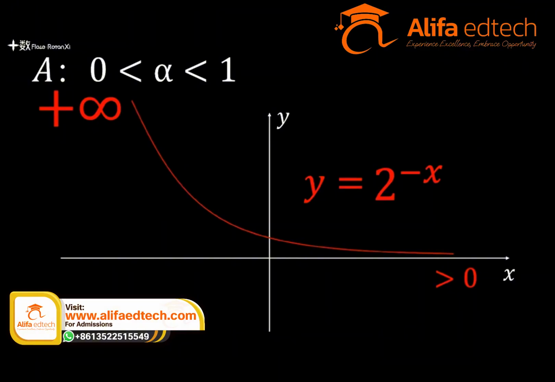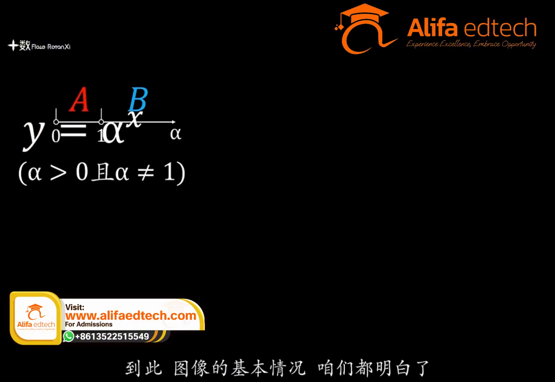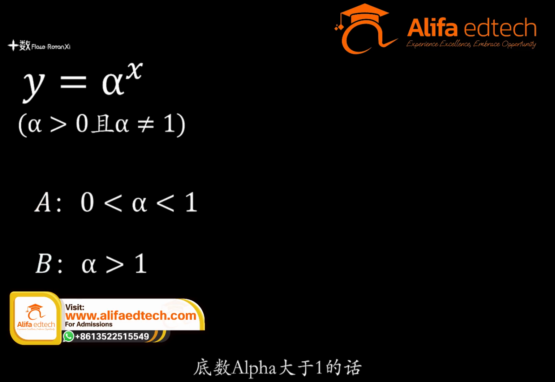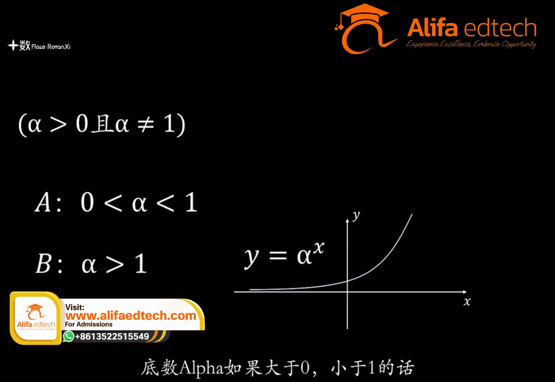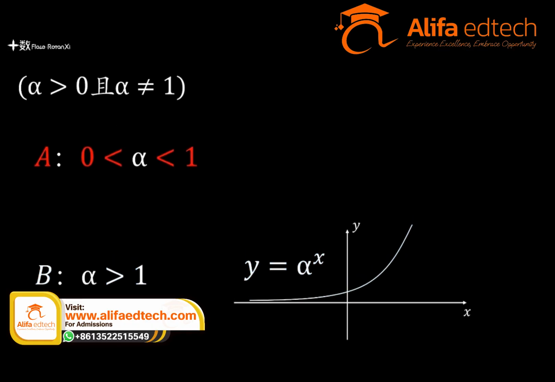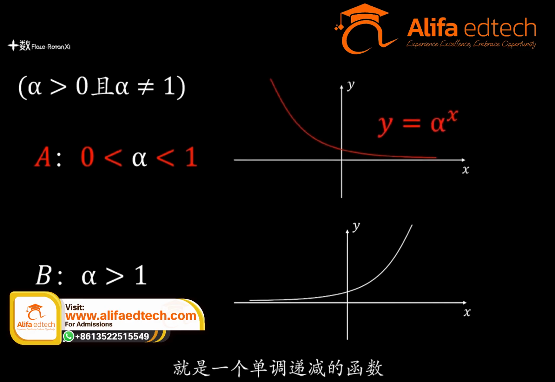Now we understand the basic graph types. When base alpha is greater than 1, we have a monotonically increasing function. When base alpha is between 0 and 1, we have a monotonically decreasing function. For other ranges, alpha cannot be used. Now let's use specific problems to consolidate what we've learned.